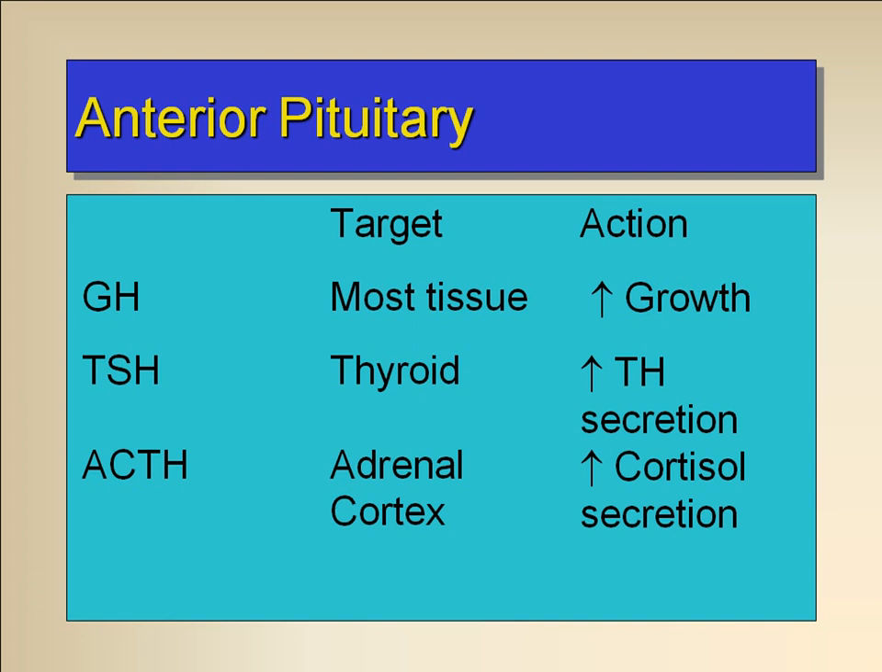Now a couple other things. GH is growth hormone. It affects most tissues, and go figure, it causes the tissues to grow and proliferate. TSH, thyroid stimulating hormone, works on the thyroid and increases the thyroid hormones, and there's two of those, T3 and T4, which we'll talk about a little bit. ACTH, adrenocorticotropic hormone, works on the adrenal cortex. The adrenals actually have a couple different areas.